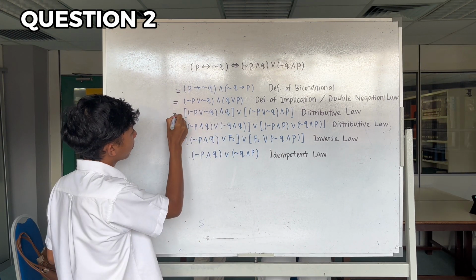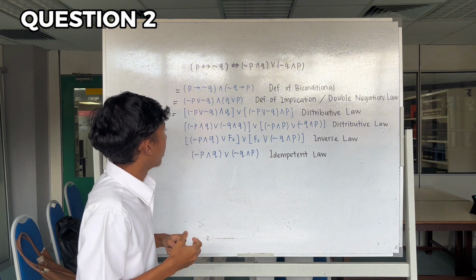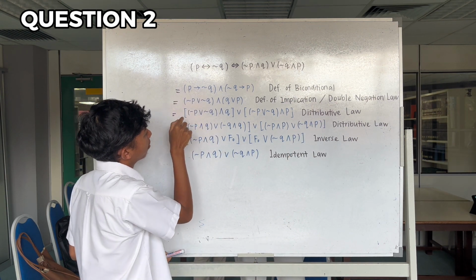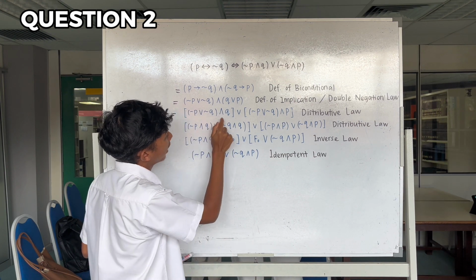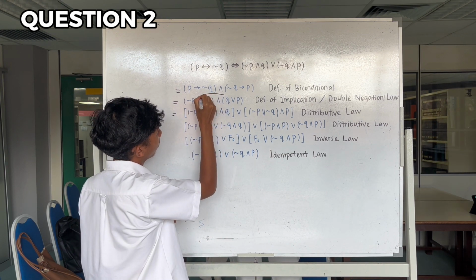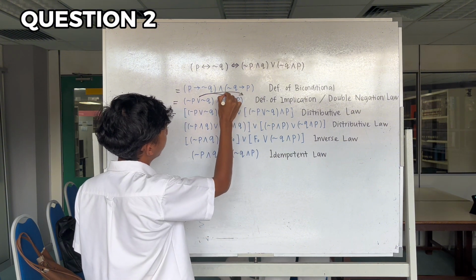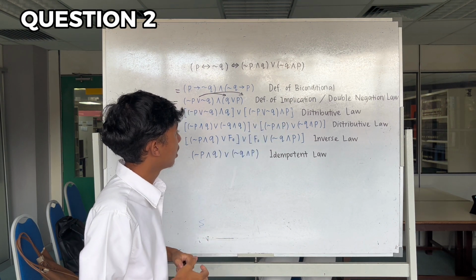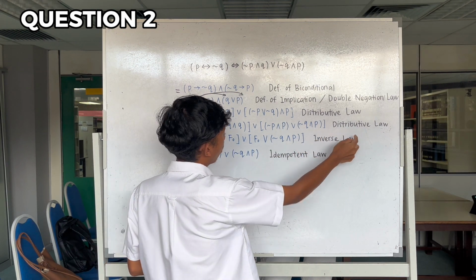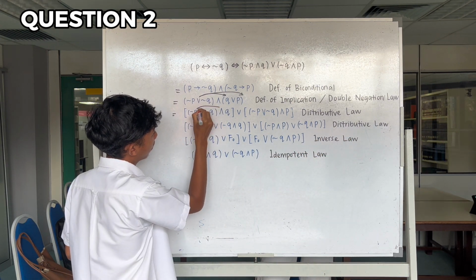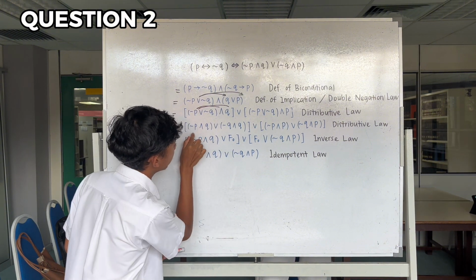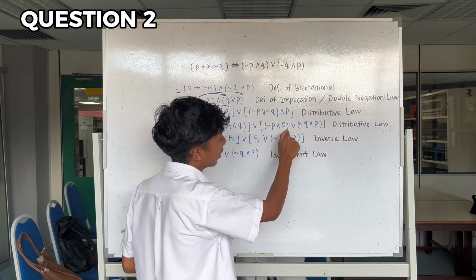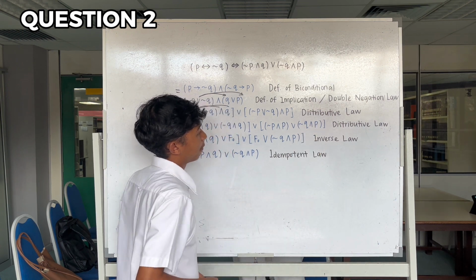So, and then we expand and we get the distributive law, and we get bracket negate P or negate Q and Q, or negate P or negate Q and P. So we use one more distributive law and we get negate P and Q or negate Q and P or negate P and P or negate Q and P.